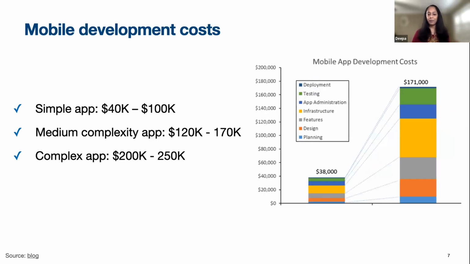So what does app development cost for mobile, right? If you take a simple application, it would cost anywhere between $40,000 to $100,000. A medium complex application would cost about $170,000 at the max. And a complex app would be costing you anywhere from $250,000, and there are some apps that go up to $500K too. So there is a markup as to how the money is distributed across different departments too, right? This is just to give you an overview of where mobile is right now today.